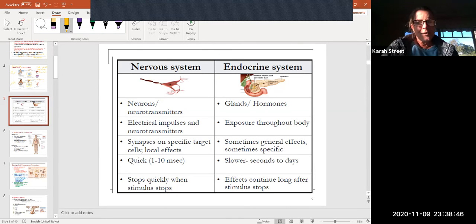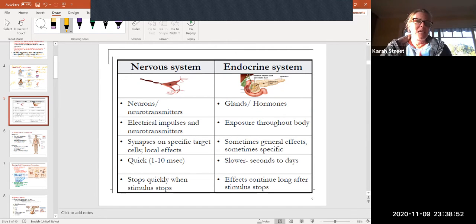A neuron fires quickly, releases neurotransmitter. It also stops quickly. Endocrine glands can keep releasing their hormones. And like I said, the hormones can have long-lasting effects beyond minutes, beyond days, in some cases, months.